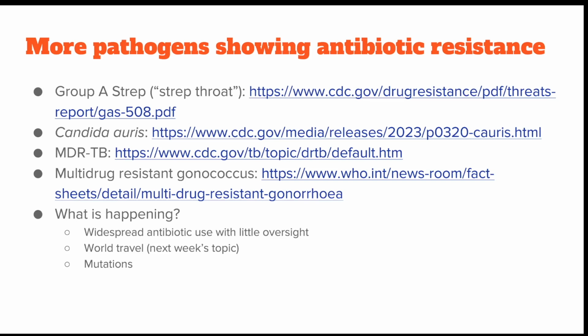Multi-drug resistant tuberculosis, as we have discussed, that is also spreading. Multi-drug resistant gonococcus, so people coming down with gonorrhea that is resistant to almost everything. That is a problem. That is a huge problem. There's a wave of these cases coming, moving from west to east. So widespread antibiotic use with little oversight is what is causing this.